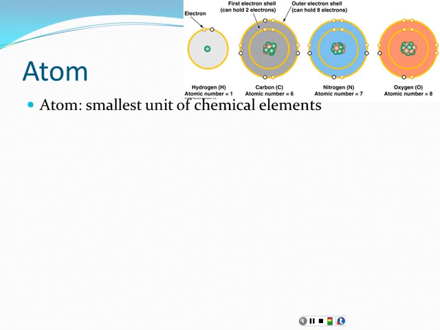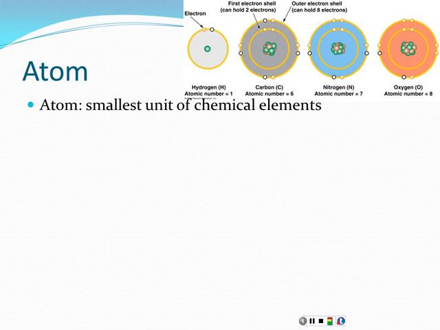So first off, atom. Chapter 2. This is chapter 2 in the book. The atom, once again, you guys should all know this, right? It's the smallest matter unit of chemical elements.